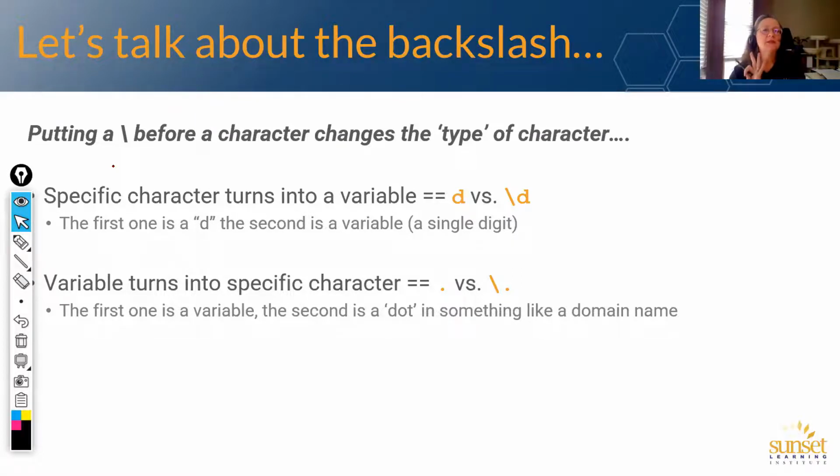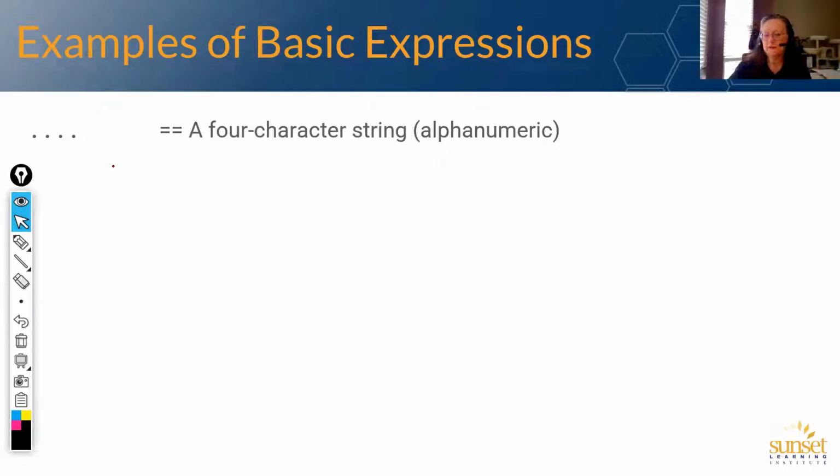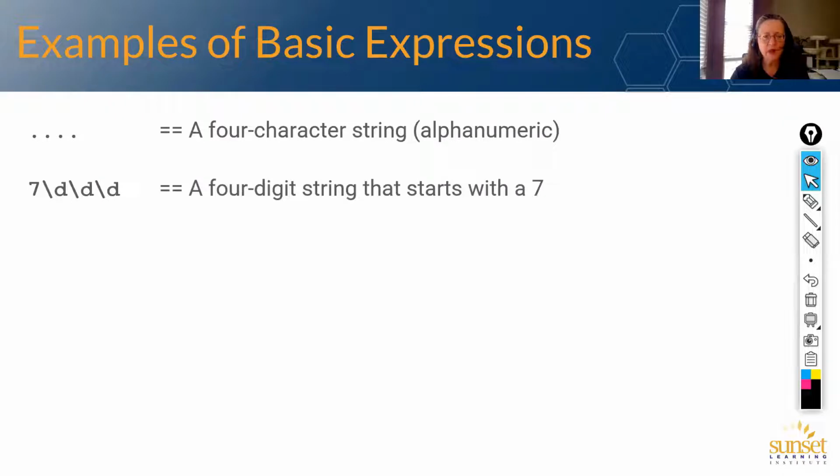Okay, so let's take a look at some examples of basic expressions. Four dots, four character string. I think that's pretty straightforward. Let me move this over here. Here we go. So a four character string, I don't think that's particularly exciting. Here is a four-digit string starting with a 7. 7 and then a digit, a digit, a digit. Not longer, not shorter, but there you go. Now I'm going to show you a different way to do that same expression when we look at the next set. But this is how you read these things.